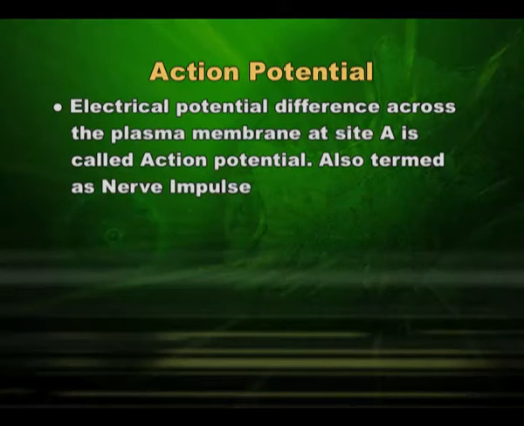So, this condition is called action potential, in comparison to the resting potential which you understood earlier. Action potential means the electrical potential difference across the plasma membrane at site A, also termed a nerve impulse. This is a very important point. Action potential means some action taking place, changes in the gradient, changes in the electrical potential, and when does it happen? When you apply a stimulus.